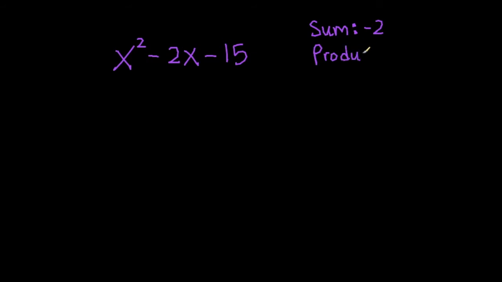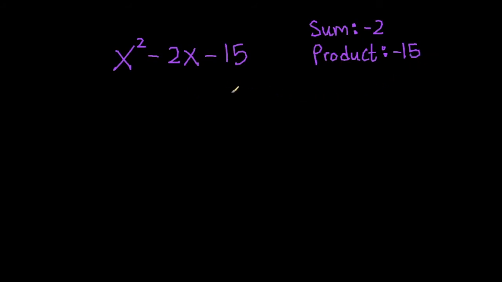All right, so let's factorize x squared minus 2x minus 15. Oh, my pen is going crazy today. Now we want two numbers that add up to -2 and multiply to -15 as well. So sum is -2 and product is -15.